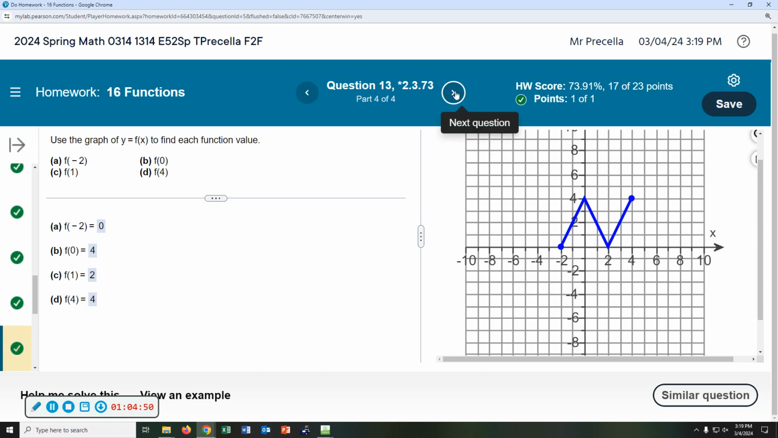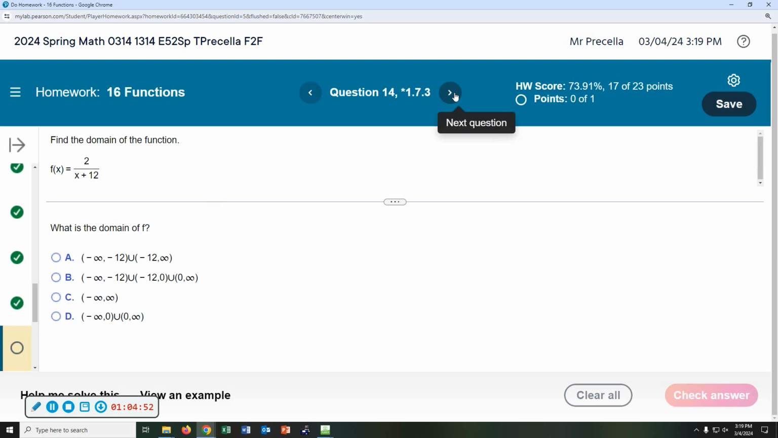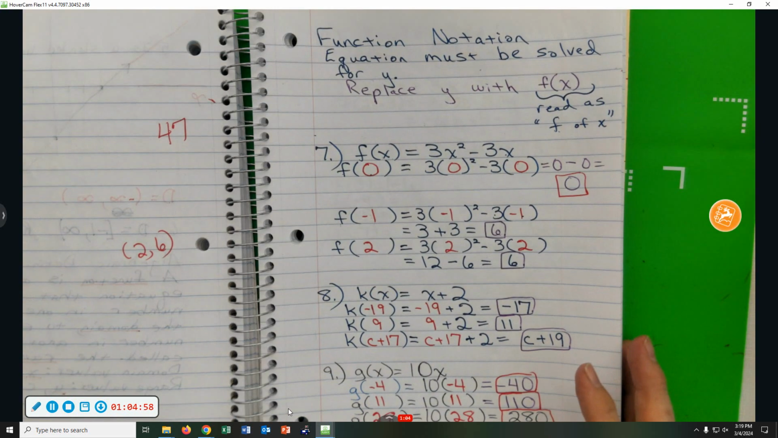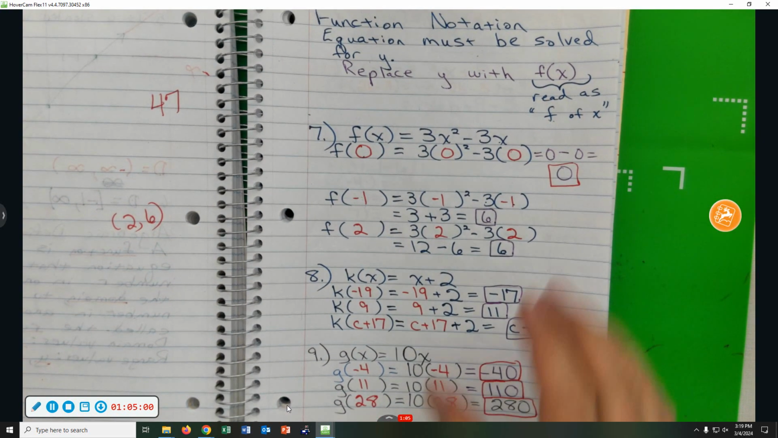Let me see. What's number 14? I think we're about to begin the biggie. Okay. The whole point of this thing. Switch over here. Okay. Let's look at number 7.